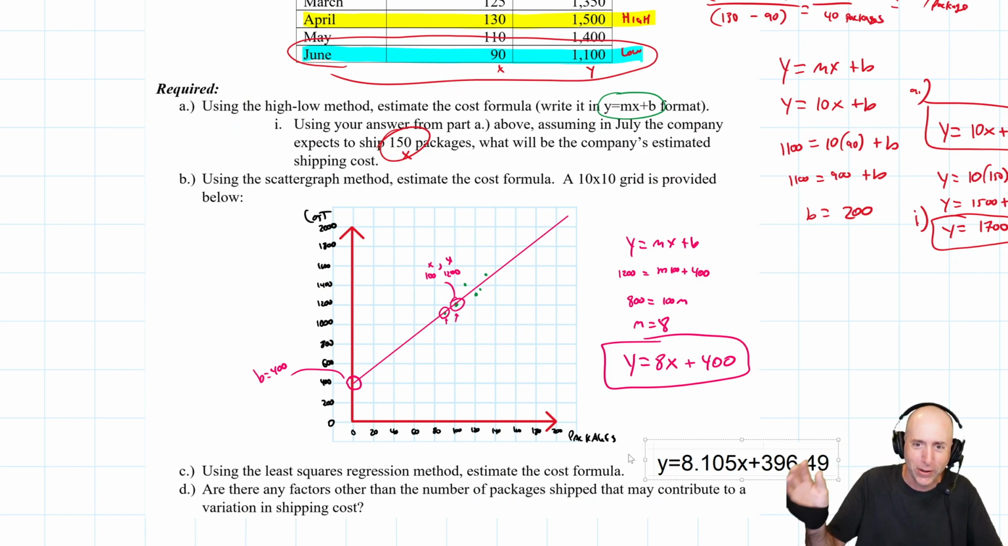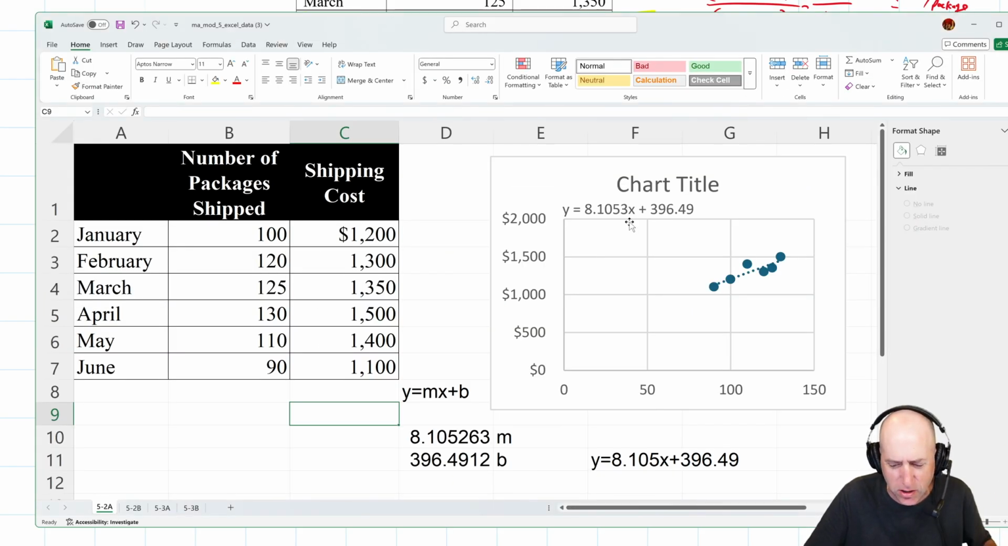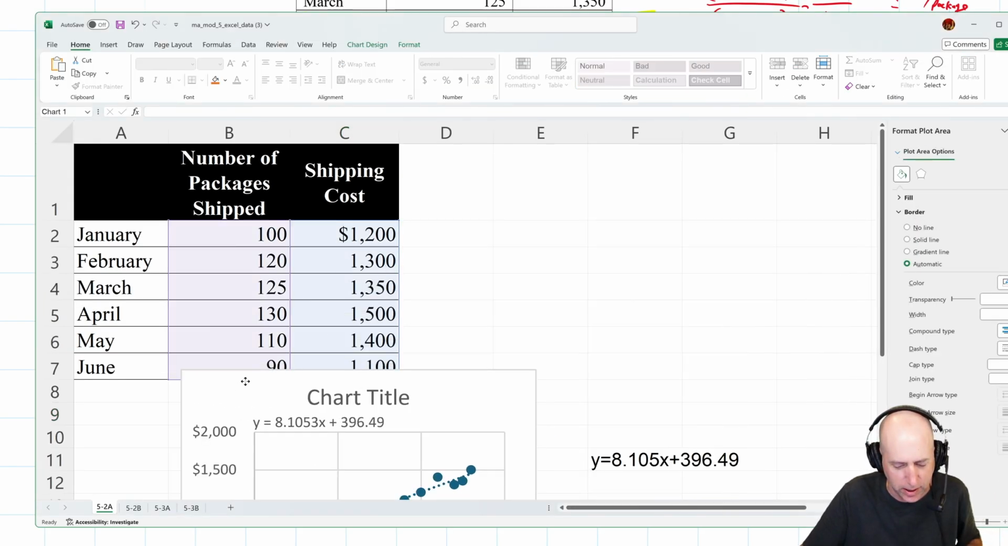But if you're a hardcore person that wants the math, let's do the math of the regression by hand. I say by hand. I'm going to do it in Excel, but I'm not going to make Excel do the work. I'm going to do the work myself.